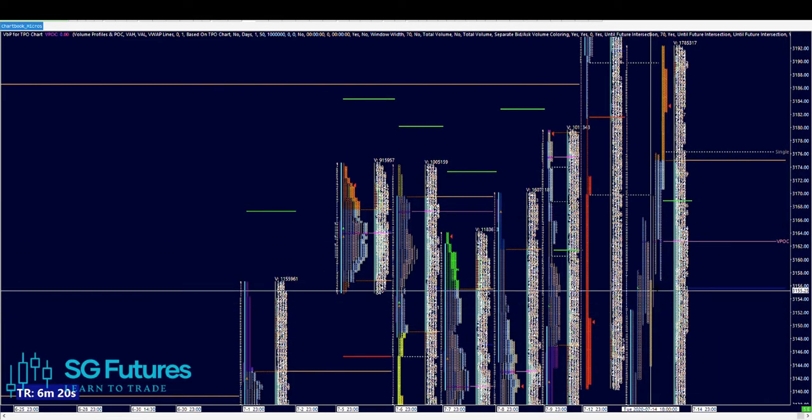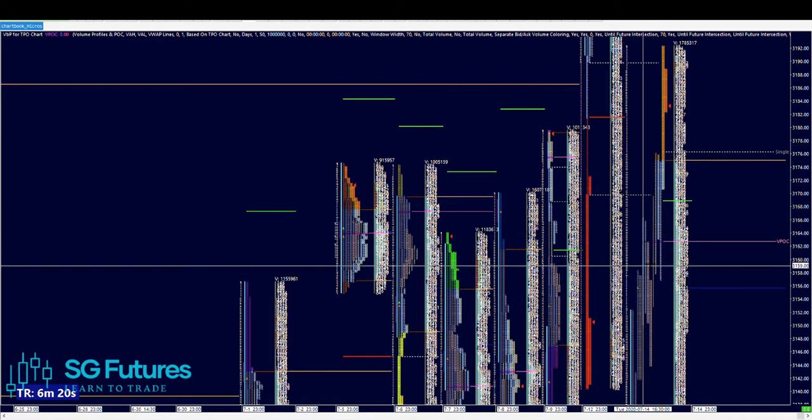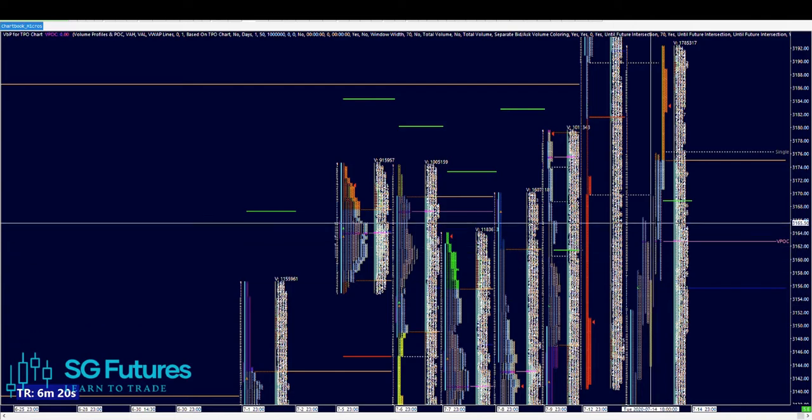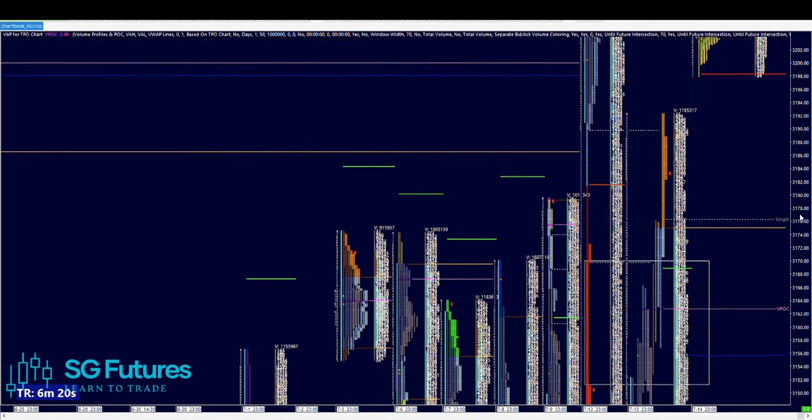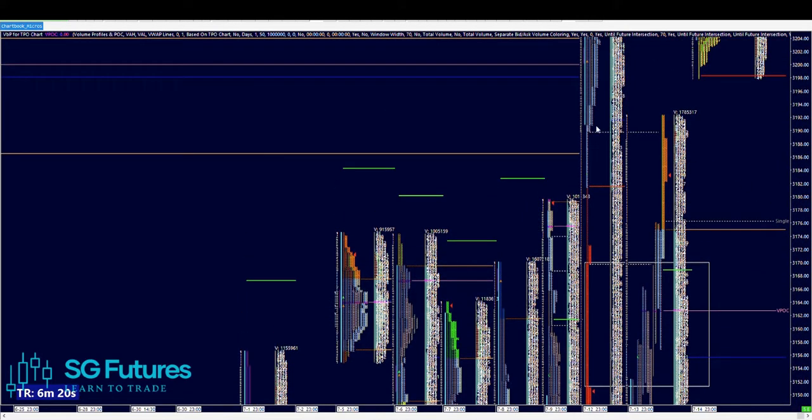And we spent a bit of time during D, E, F, G, H periods filling out this zone here, which was the single prints. Let me just mark those off here. That's these in here. And that's where we spent a good chunk of our time yesterday. Then again in here, we have the single prints from Monday. That's where we spent another chunk of time yesterday, exploring into these single prints.